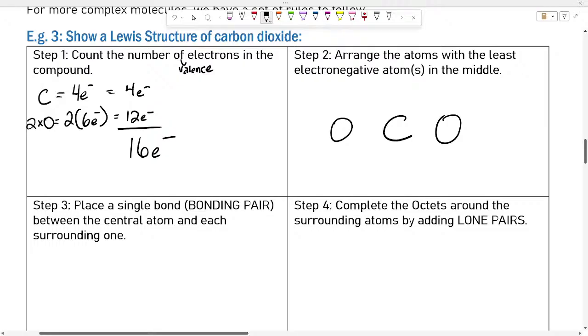Now, normally you'd do this all in one step. We're going to keep drawing this over and over again here so you can see it. Arrange the atoms with the least electronegative one in the middle and the others surrounding it. 9 times out of 10, that's how it's going to work out. Sometimes it'll go other ways, but this is usually how it works. So if we're trying to get the structure right, this is probably going to get us there.